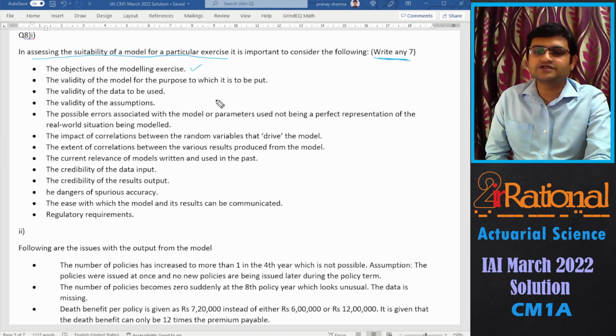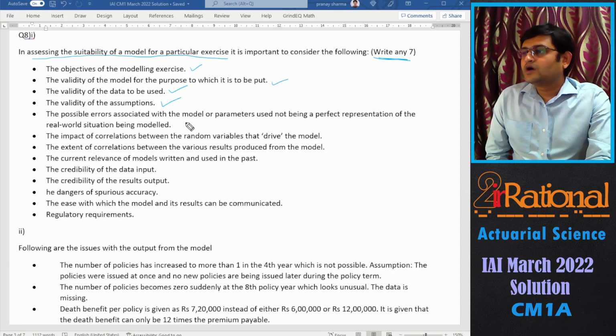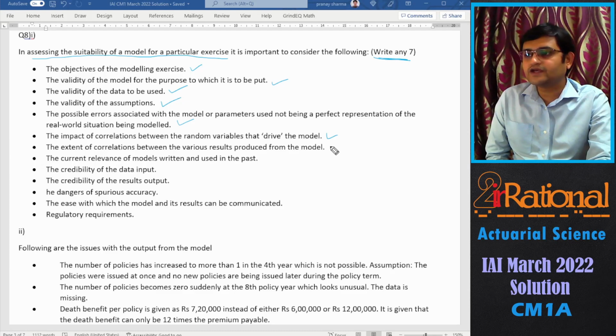The objective of the modeling exercise, this is the most important one. The validity of the model for the purpose to which it is to be put, the validity of the data to be used, the validity of the assumptions, the possible errors associated with the model or the parameters used not being a perfect representation of the real world situation being modeled, the impact of correlations between the random variables that drive the model, the extent of correlations between the various results produced from the model, the current relevance of the model written and used in the past, the credibility of the data input, the credibility of the result output, the dangers of spurious accuracy, the ease with which the model and its results can be communicated, and regulatory requirements.